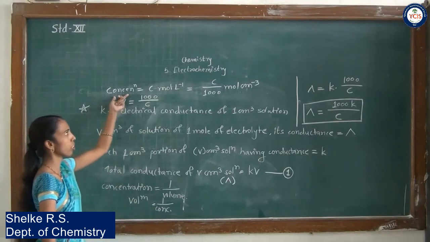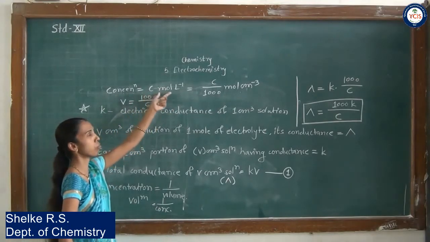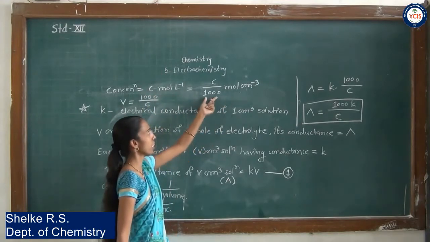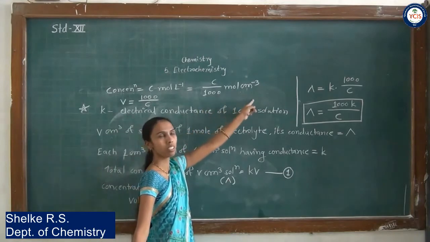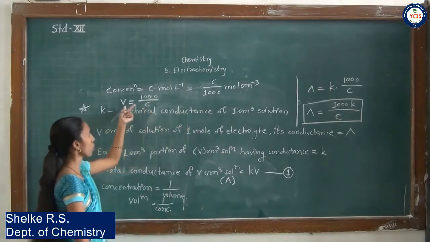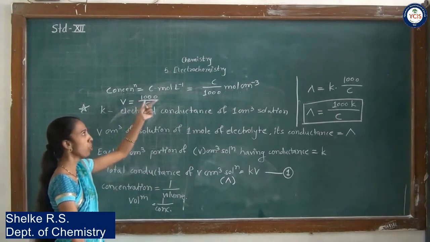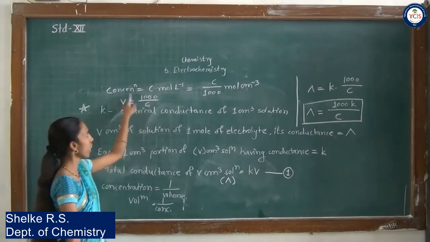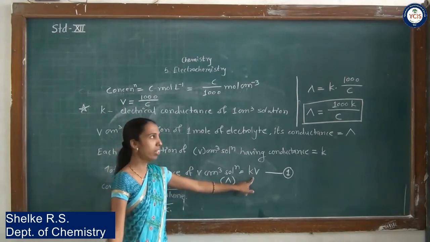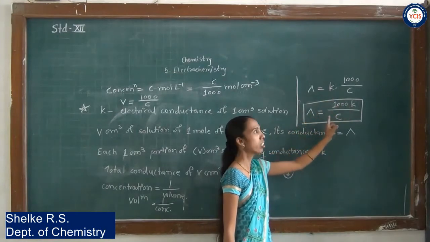Suppose you are considering the concentration as C mole per liter. Suppose you took a concentration of C mole per liter, that will be converted into cm cube. You will get C upon 1000 mole per cm cube. Now this is the concentration. Okay, so concentration is nothing but the reciprocal of volume. That is why volume is equal to 1000 upon C. That value is put into equation number 1. You will get the equation lambda is equal to K into 1000 upon C.